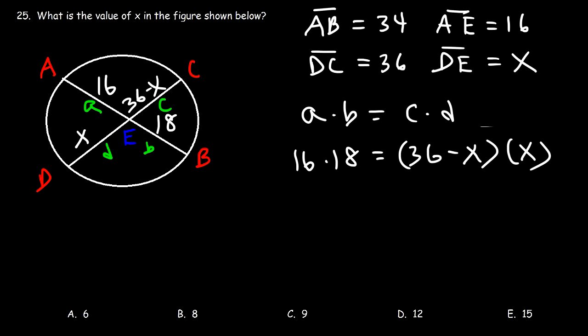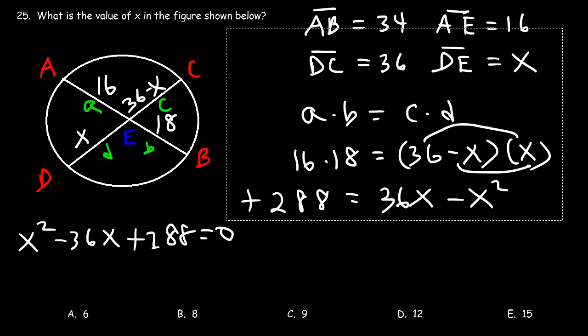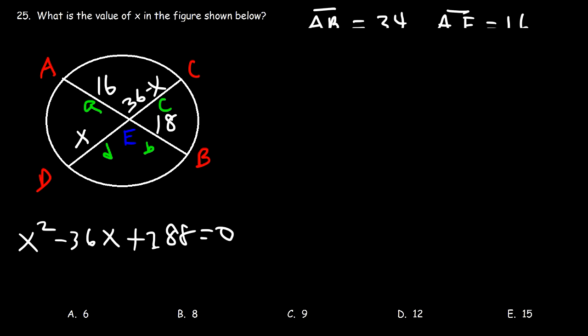Now 16 times 18, that's 288. And then 36 times x is 36x. And then negative x times x is negative x squared. Now I'm going to take everything from the right side, move it to the left. So on the left side, this is going to be positive x squared. And this will be negative 36x. And this will remain positive 288. So once again, I need to factor this expression. So what two numbers multiply to 288 but add to negative 36?